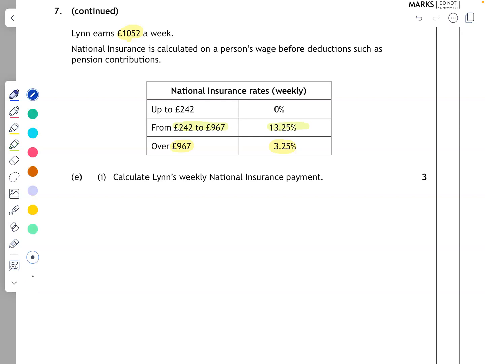So we've got 2 sort of stages to do here. So let's calculate Lynn's national insurance. First of all, let's calculate the 3.25%. So you want to do 1052 minus the 967. So that's anything over 967. So that comes to 85. Then you're multiplying 85 with that 3.25%. Remember, you're always multiplying a percentage, so times 3.25 divided by 100. And that comes to £2.76.